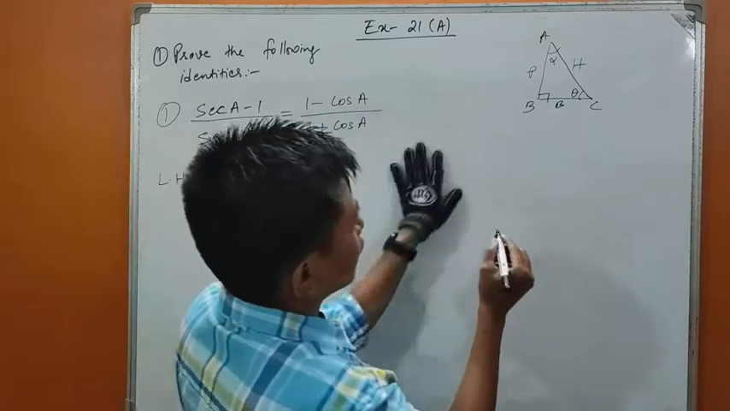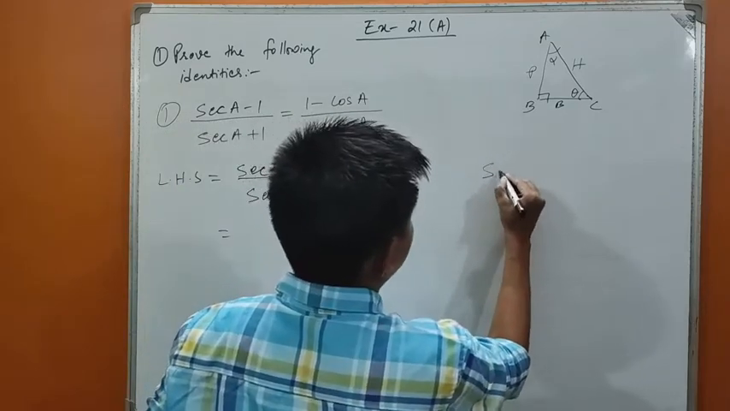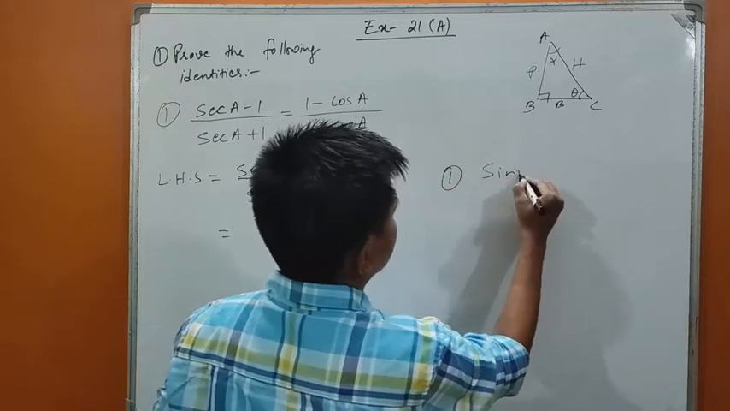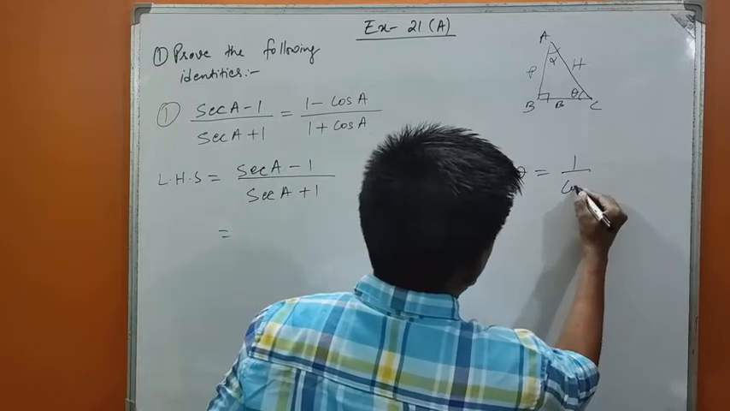Oh, I forgot to give that formula, isn't it? Please copy this formula also. Sin theta equals 1 upon cosec theta.